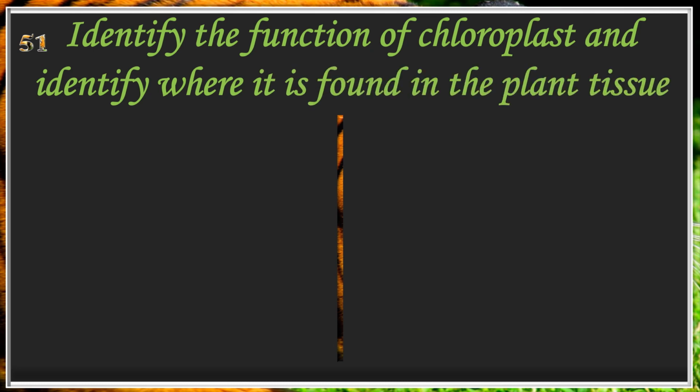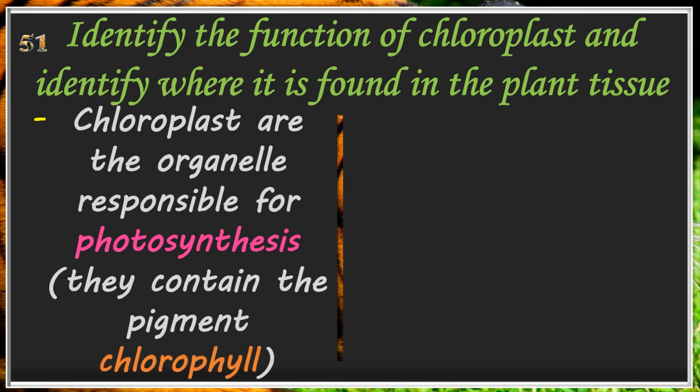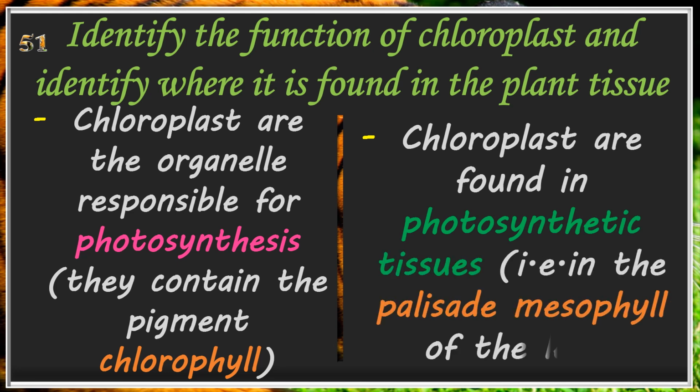Identify the function of chloroplasts and identify where they are found in the plant tissue. Chloroplasts are organelles responsible for photosynthesis. They contain the pigment chlorophyll. Chloroplasts are found in photosynthetic tissues, that is, in the palisade mesophyll of the leaf. That's where they are found.